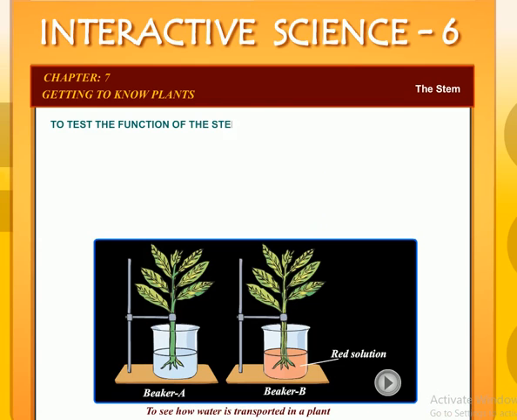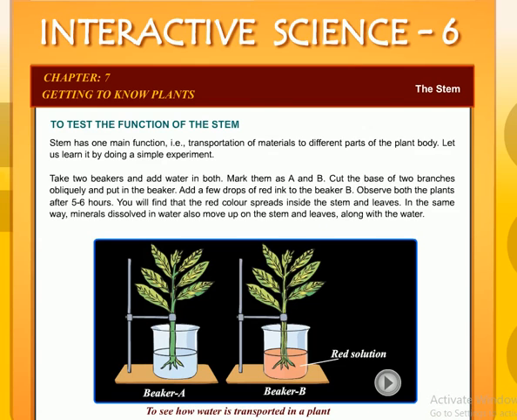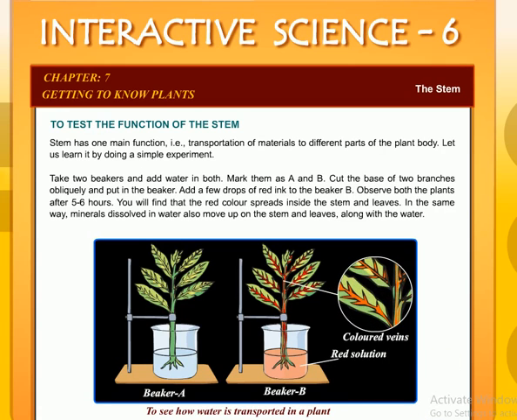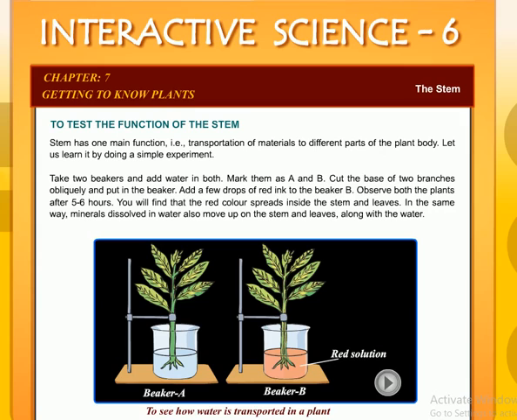To test the function of the stem. The stem has one main function, that is, transportation of materials to different parts of the plant body. Let us learn it by doing a simple experiment.